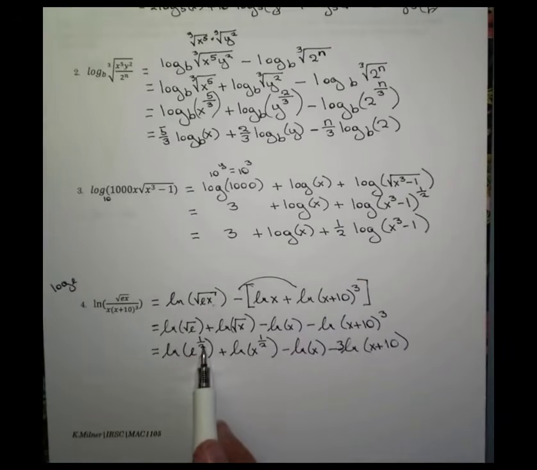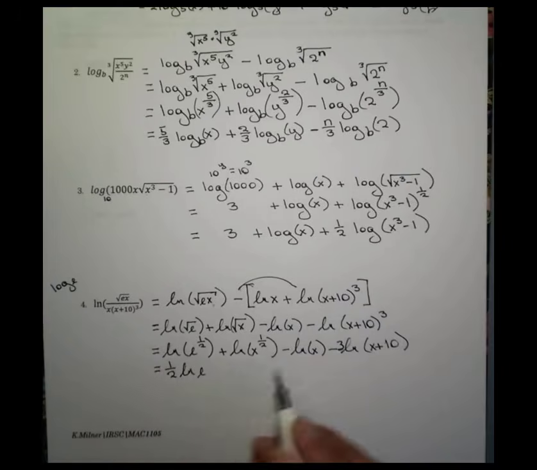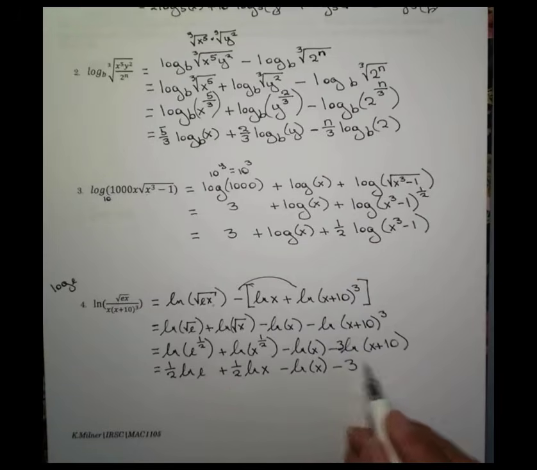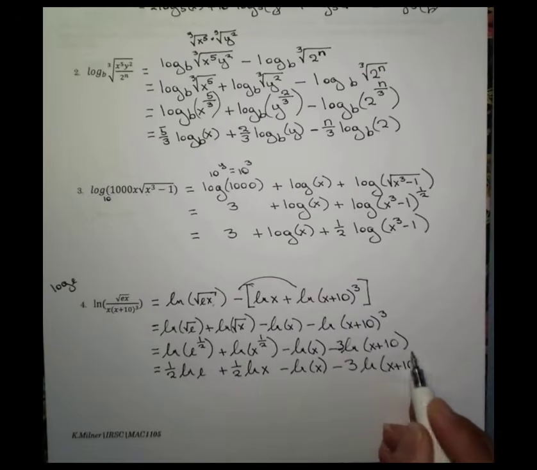This term has an exponent. Well, let's take the exponent in front. So this is really 1/2 times the natural log of e. And this one is 1/2 times the natural log of x. And this one is just a negative the natural log of x, isn't it? And then this one is minus or negative 3 times the natural log of x plus 10. So once we've done all of this, I begin to see that I have some things that are the same.